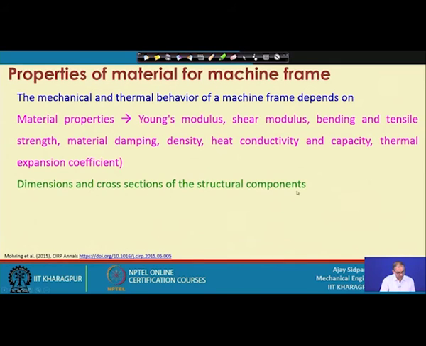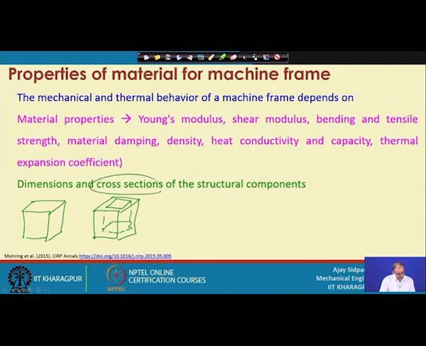So, dimensioning the cross section of the structural component is also important. We have seen in many cases that if the cross section is very fine, because suppose you are making a solid component and you are making the same component but as a box type of structure, correct. In that case you can reduce the total weight of the component, but still you get the same strength.